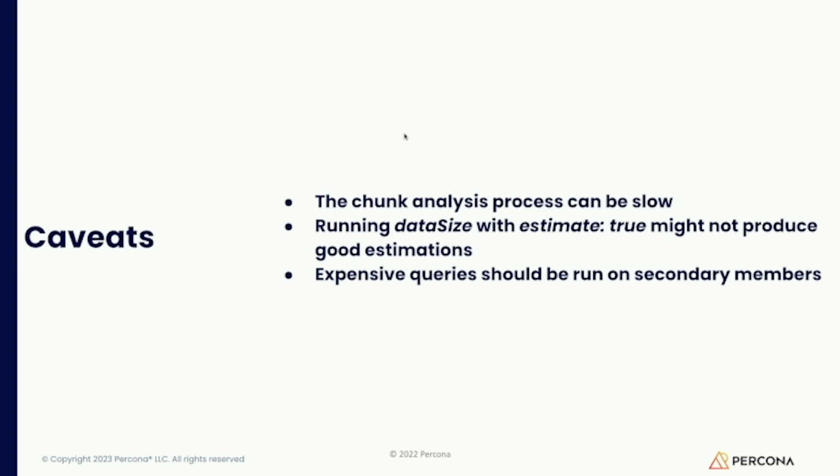The things to keep in mind about this whole defragmentation problem, obviously the chunk analysis can be slow, especially if we cannot rely on the average document size for calculating estimations. If we run data size with estimate true, again, it might not produce a good value. So we might actually need to run it with estimate false to get the real size of each chunk. The good thing is that we can run this analysis on the secondary members to avoid impacting our primary, because the size of the data will be the same. So we can run this with a secondary preferred read preference.